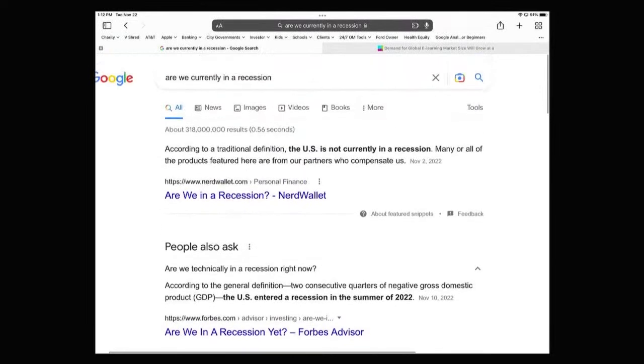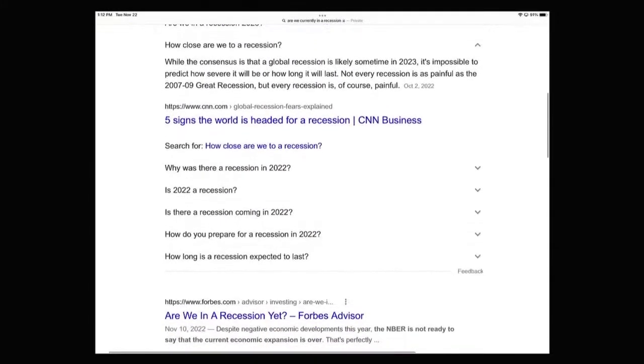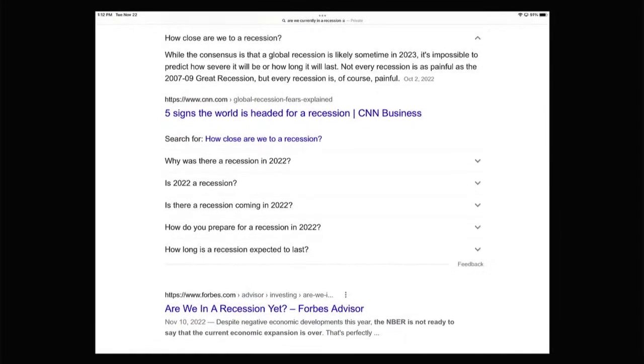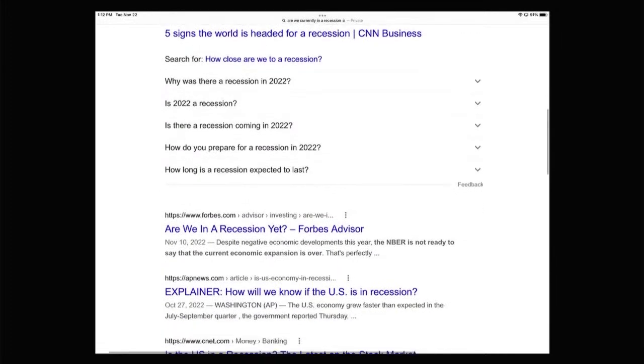Let's go down some more. Let's see, got any more evidence here? In 2022, how long is the recession expected to last? Okay, are we in a recession yet?